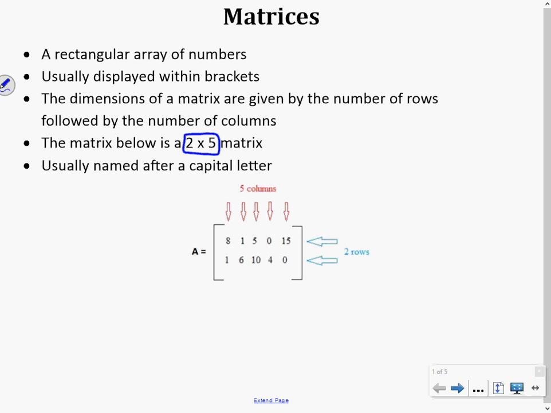And typically our matrix will be equal to a capital letter, just to make it easier to refer to, because we're going to have multiple matrices that we're working with. Okay, matrices is the plural of matrix. So when we have multiple matrices, it's easier just to say like, hey, matrix A, matrix B, C, and so on.